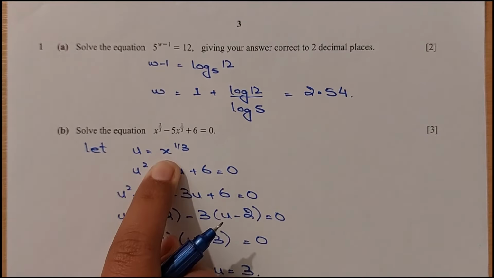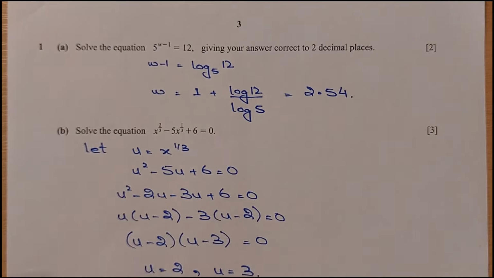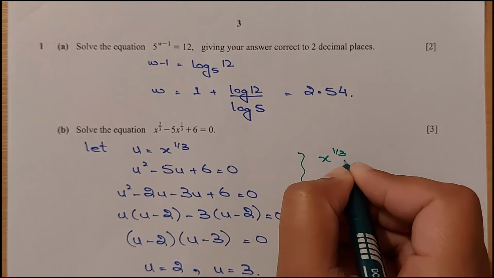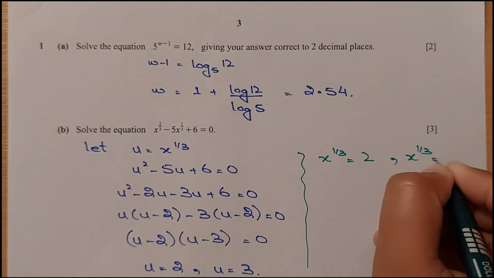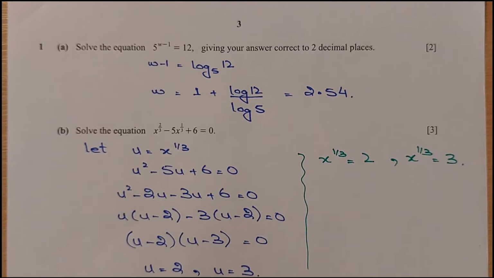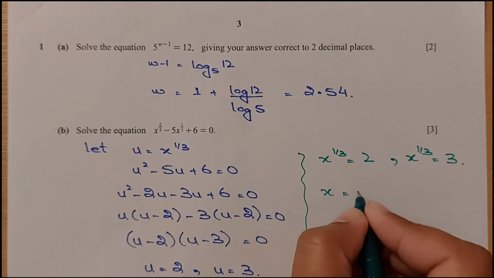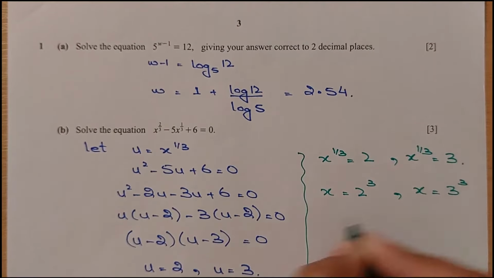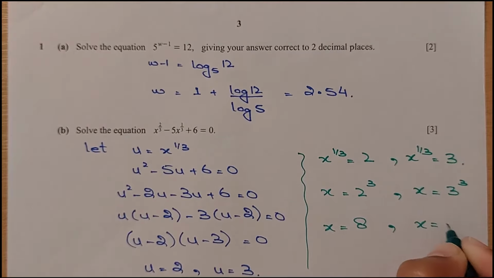And we know that u is x power 1 by 3. So we need to get the answer in terms of x because the question is in the variable x, right? So here we can say x power 1 by 3 is equal to 2 or x power 1 by 3 is equal to 3, right? So taking cube on both sides to get rid of this power. So x is equal to 2 cubed or x is equal to 3 cubed. So here x is equal to 8 and here x is equal to 27.